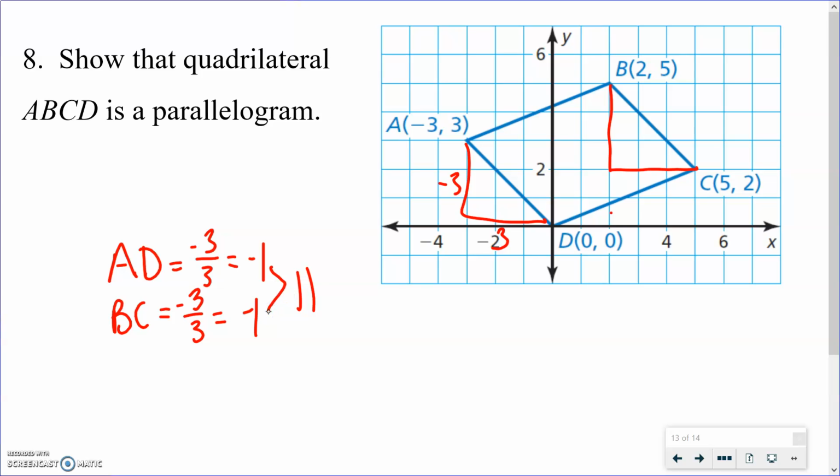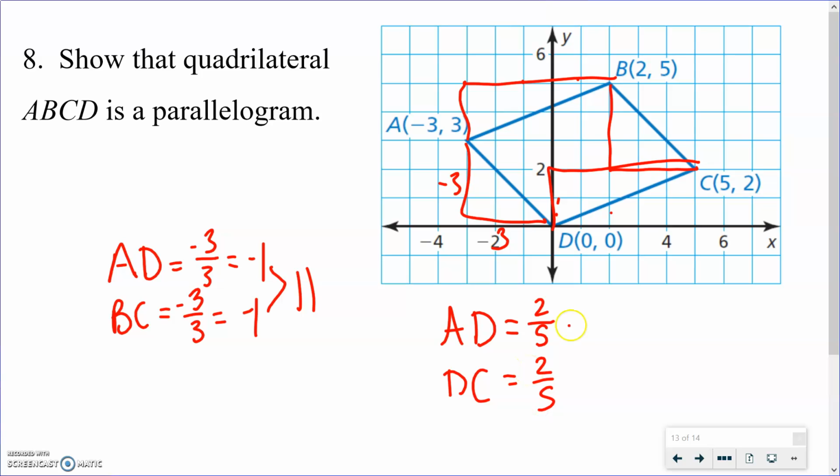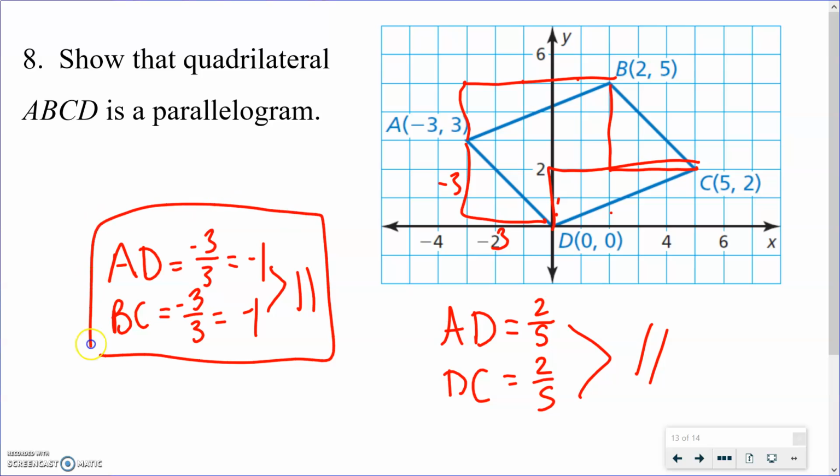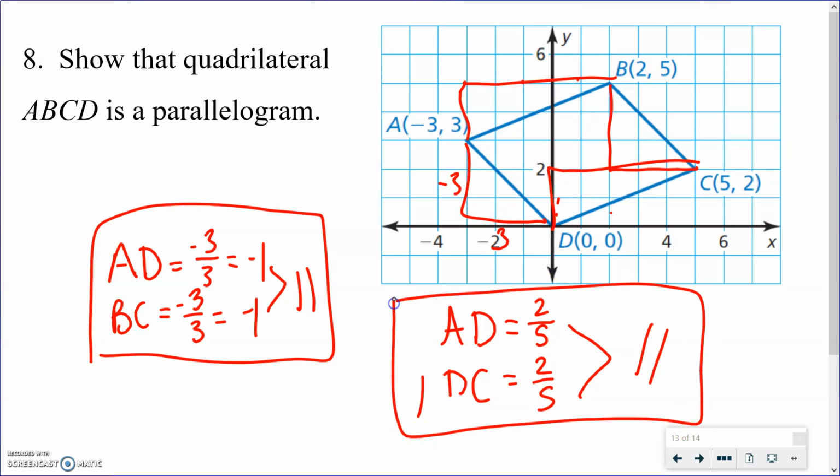And then I need to show that these sides, AB and CD, are also parallel. So I'm going to go up 2 over 1, 2, 3, 4, 5. So AB, the slope is 2 over 5. And CD, up 2 over 5 also. So I know that these two are also parallel. And so because they have 2 sets of parallel sides opposite each other, then it is a parallelogram.